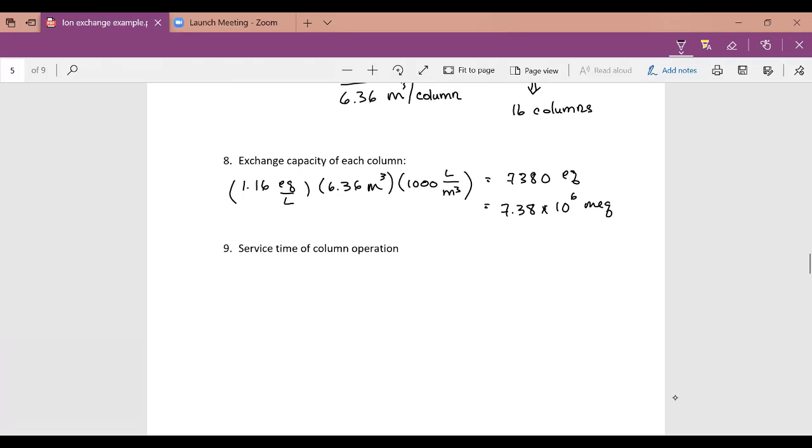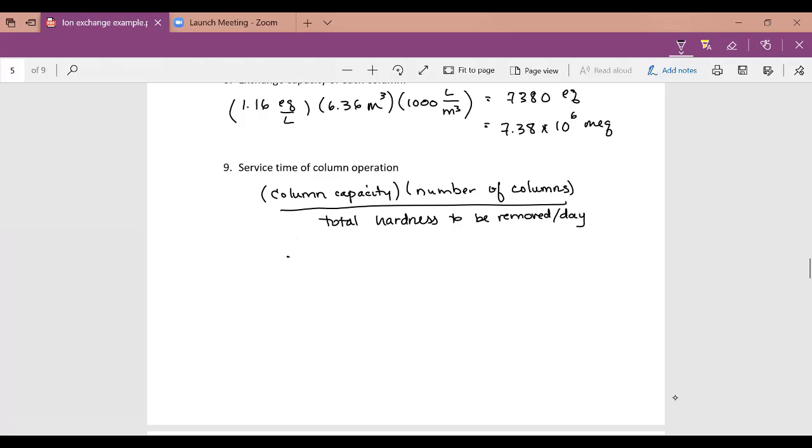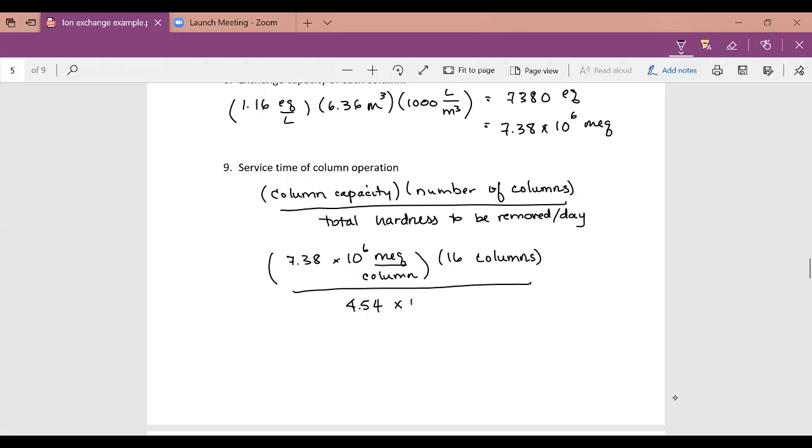So the service time of column operation is equal to your column capacity times the number of columns divided by the total hardness to be removed per day. So that's 7.38 times 10 to the 6 milliequivalents. That's per column. We have 16 columns, and we'll divide that by the 4.54 times 10 to the 8 milliequivalents per day that we need to remove.